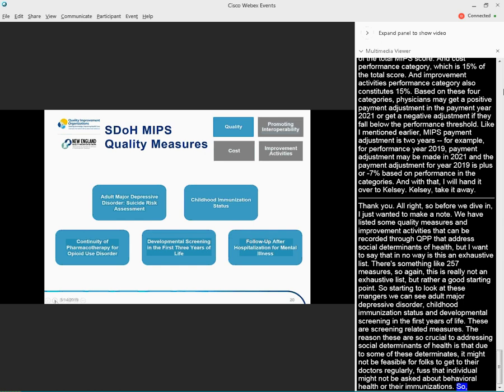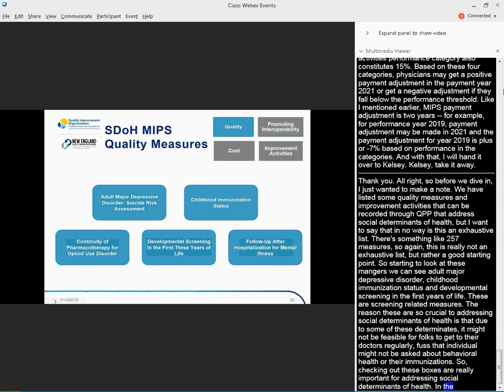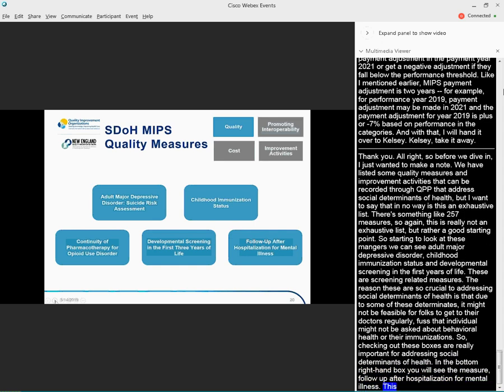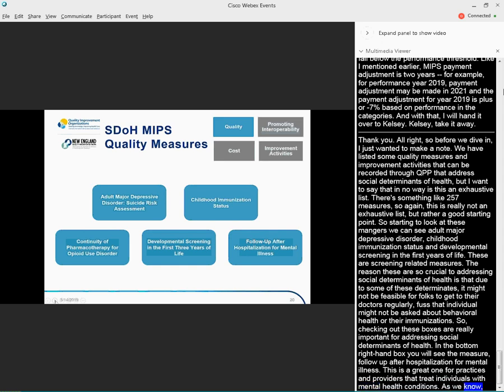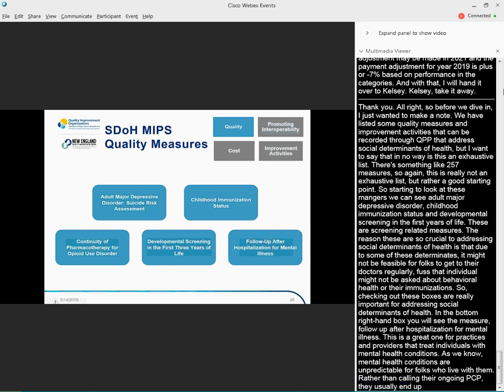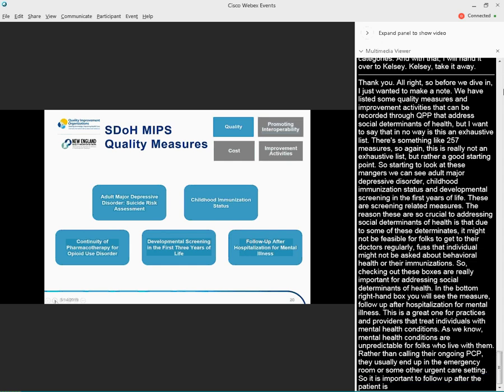In the bottom right-hand box, you'll see the measure follow-up after hospitalization for mental illness. This is a great one for practices and providers who treat individuals with mental health conditions. As we know, mental health conditions are often unpredictable for the folks who live with them. So if they're decompensating or symptomatic, rather than calling their ongoing PCP, they usually just end up in the emergency room or some other urgent care setting. So it's important to follow up after the patient is hospitalized so that you're able to reconcile their medications, because they've likely changed, and make sure that the patient has community support at home so they can stay safe after they return home.